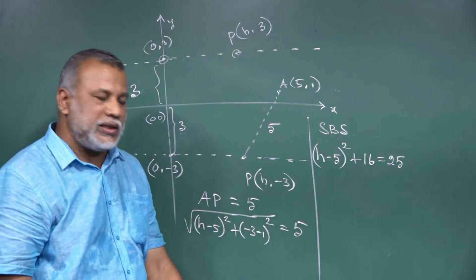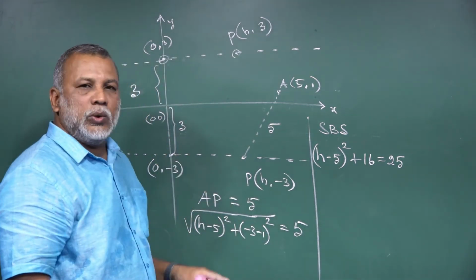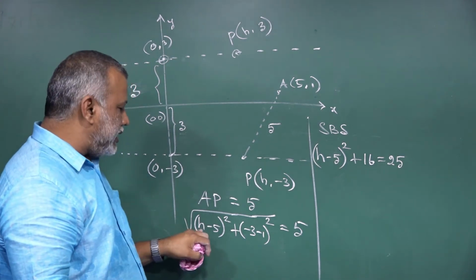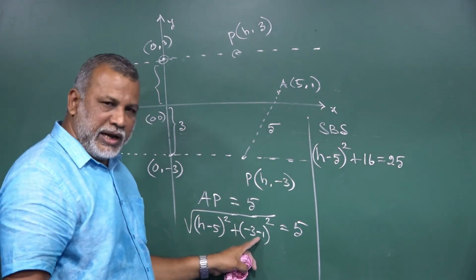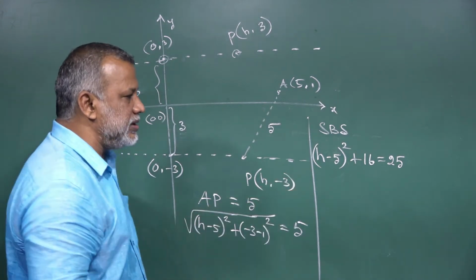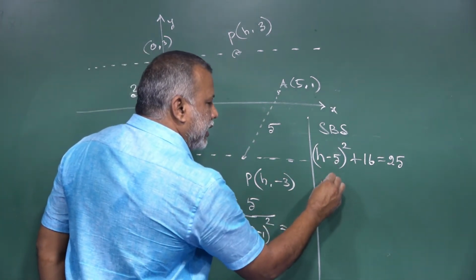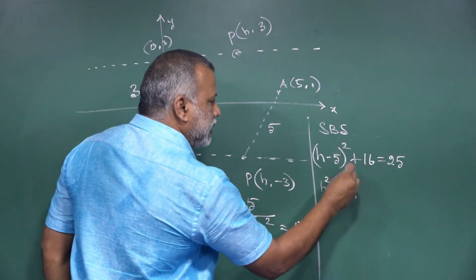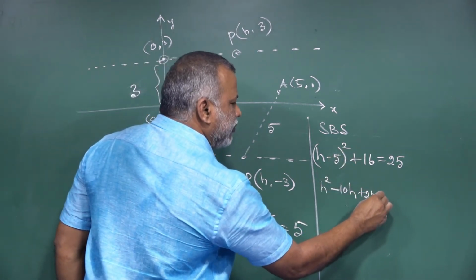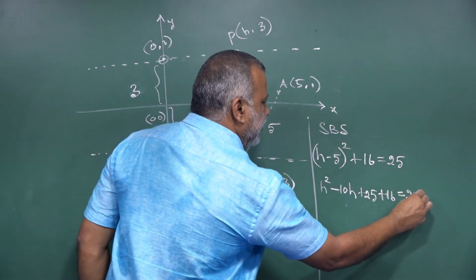If we are able to square this one, we can get 25. On this other side, the root and square will be removed: (h minus 5) the whole squared, plus (minus 3 minus 1), which becomes minus 4 squared, becomes 16. This is equal to 25. Now we are able to expand this one: h squared minus 10h plus 25, then plus 16 equal to 25.